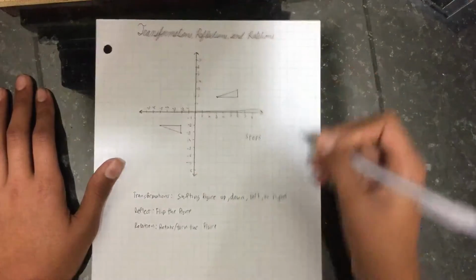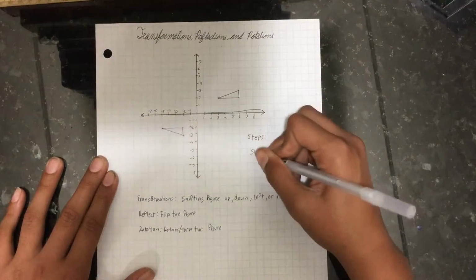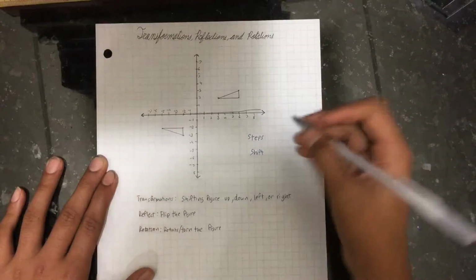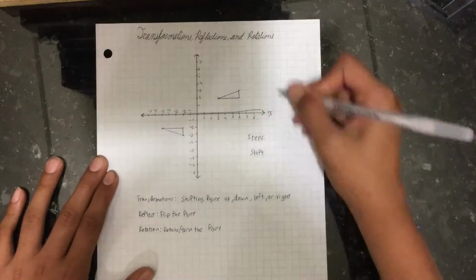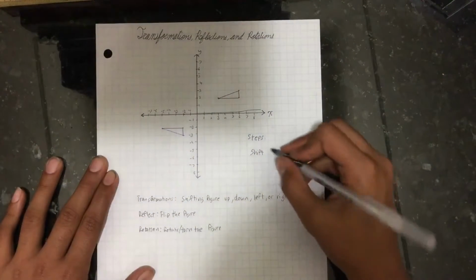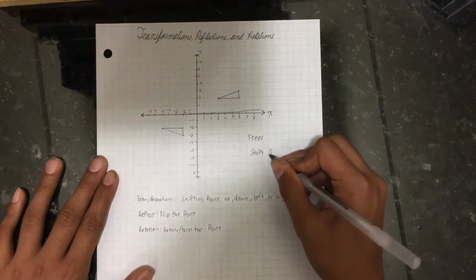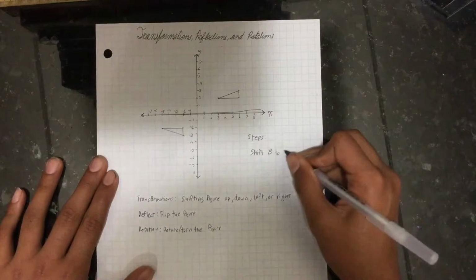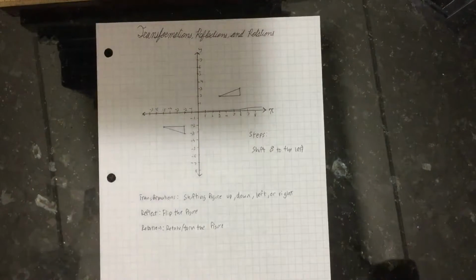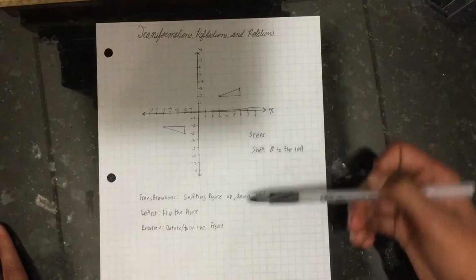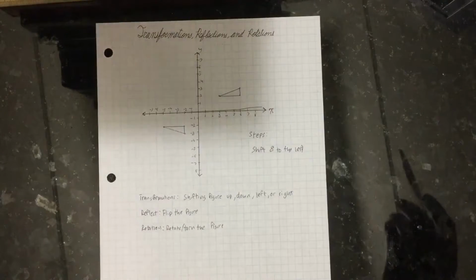So my steps. First I'm going to say shift, and by the way, this is the x-axis, y-axis, so we're going to shift 8 to the left. And that's it. But if I were to add some vertical direction, like I'm going to move up or down with this, I would say shift 8 to the left and this many down or up. So I'm just telling you.